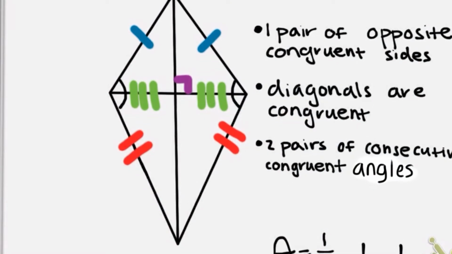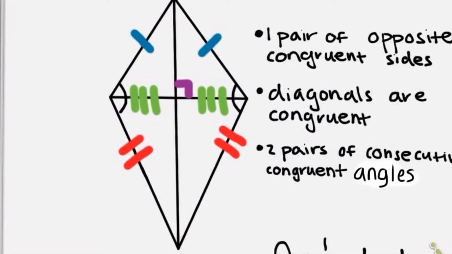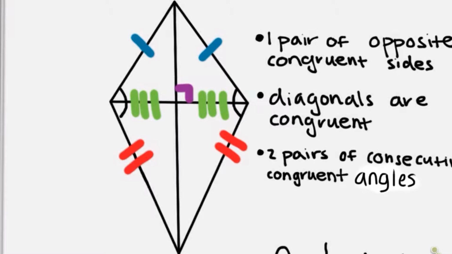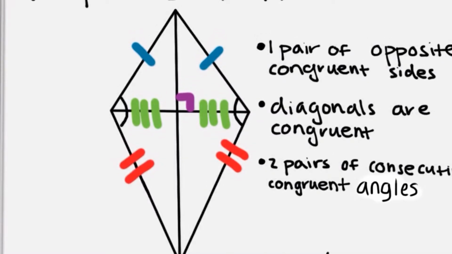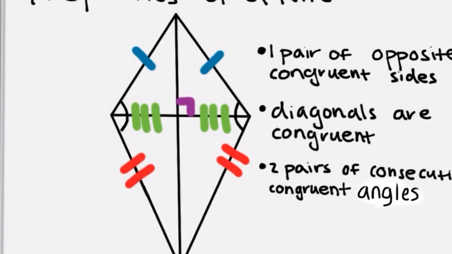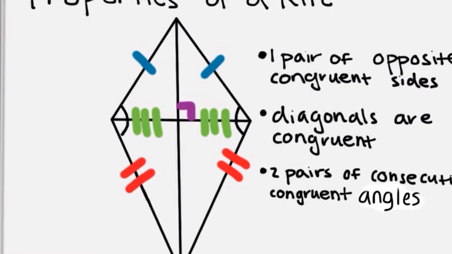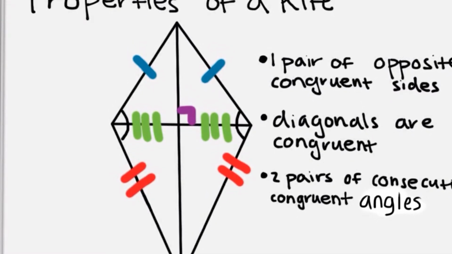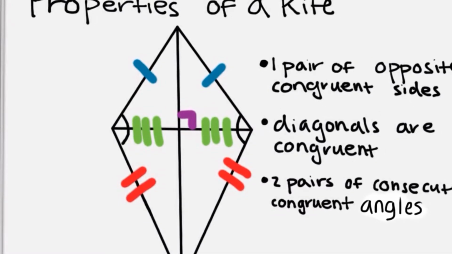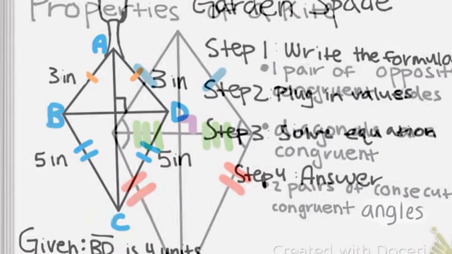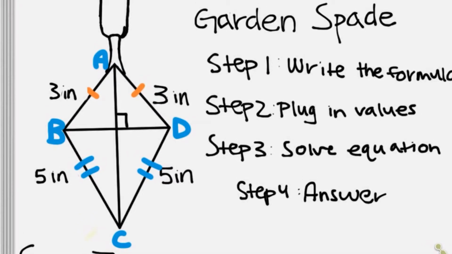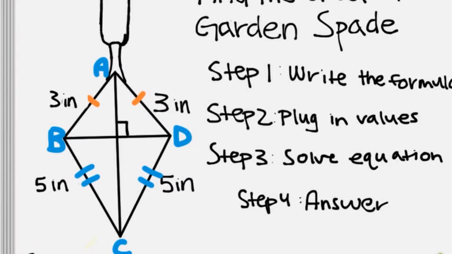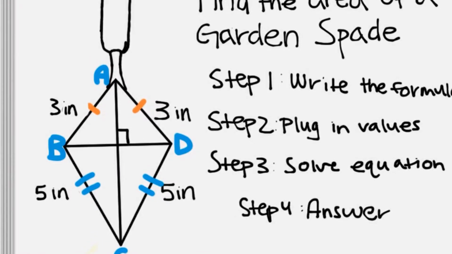A kite is a quadrilateral that has one pair of opposite congruent angles, diagonals that are congruent, and two pairs of consecutive congruent sides. The formula to find the area of a kite is A equals 1/2 of diameter 1 times diameter 2. To find the area of a garden spade, which is shaped like a kite, you need to first write the formula, then plug in the values, and from this point on, it's algebra.